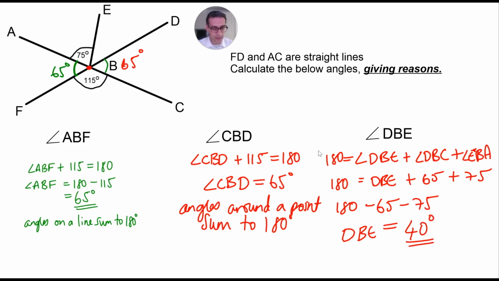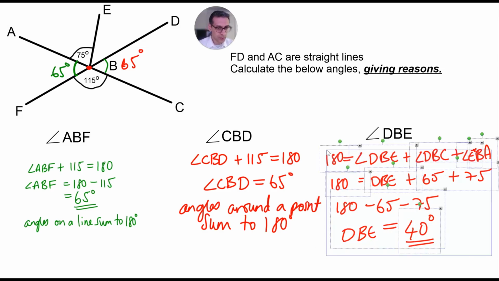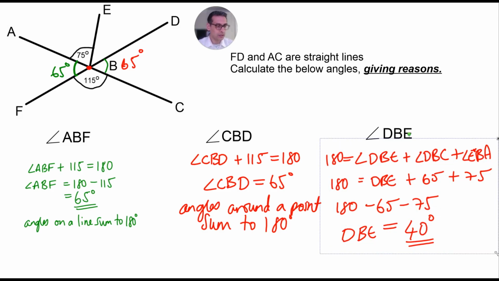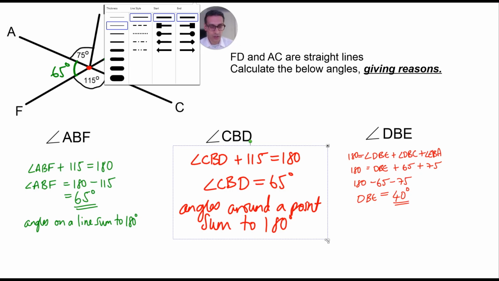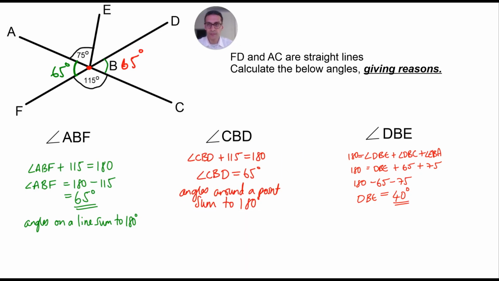Now the reason that we've used, because the question says give reasons, is angles on a line sum to 180. We didn't use the full 360 rule, but we would have been allowed to do that if we wanted to. So we just need to write angles on a line sum to 180.